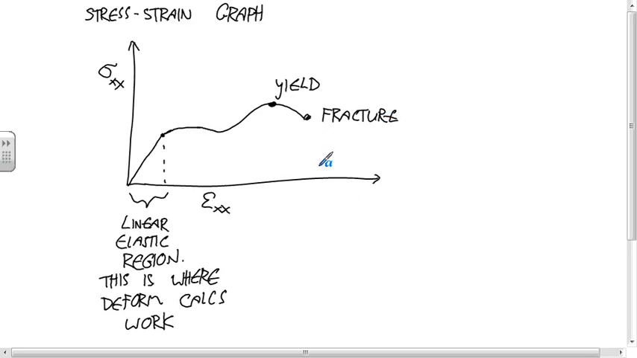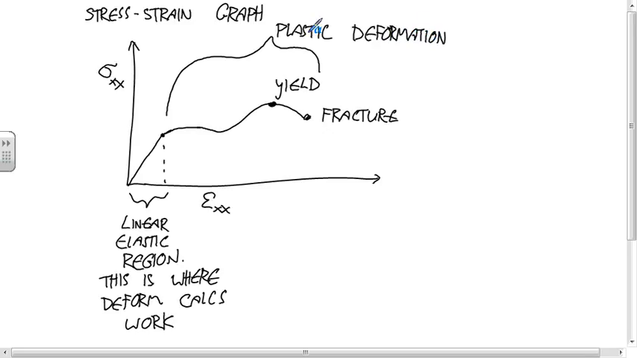In this linear elastic region, if you remove the loading anywhere in the region, that strain disappears. So it goes right back to its original shape. In this other region, you have plastic deformation. That means if you remove the loading, it doesn't return back to its original shape.